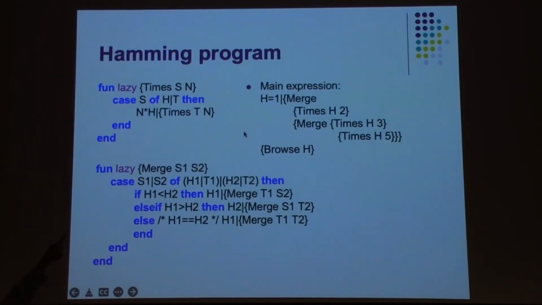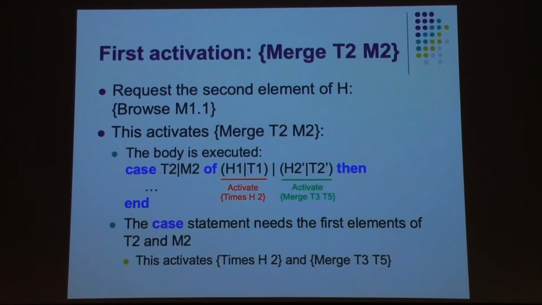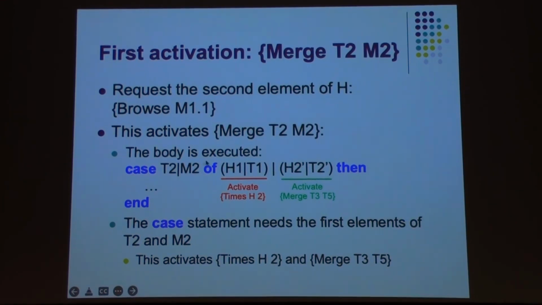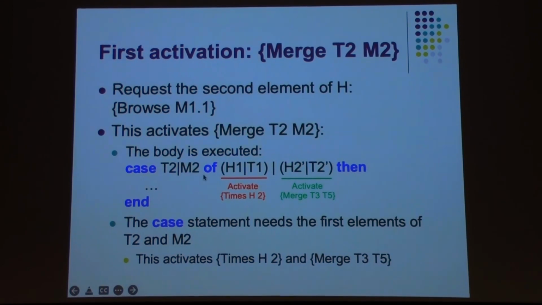So the merge body is a case statement. This is the merge, this is the body. So we go forward again. So the body of the merge is executed. It's this case statement of T2, M2. And here we have the case, H1, T1, H2 prime, T2 prime. I put a little prime here because I don't want to confuse this T2 with this T2. It's different. So the case statement, this is run now.